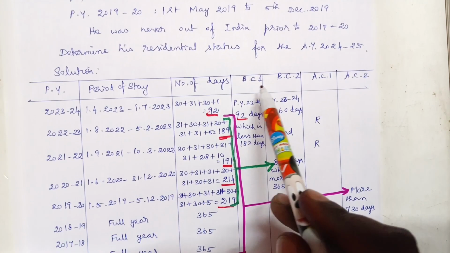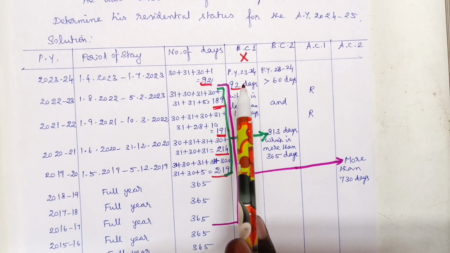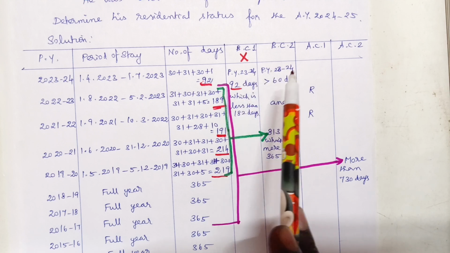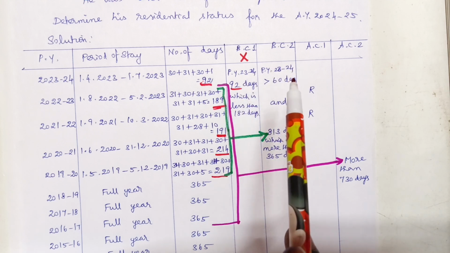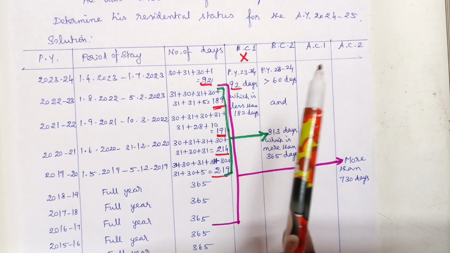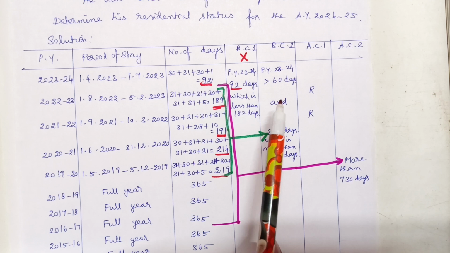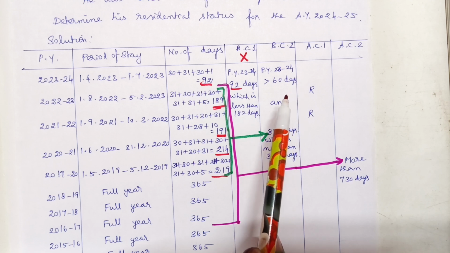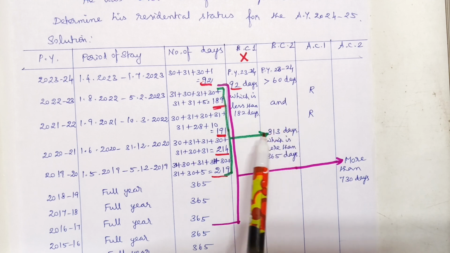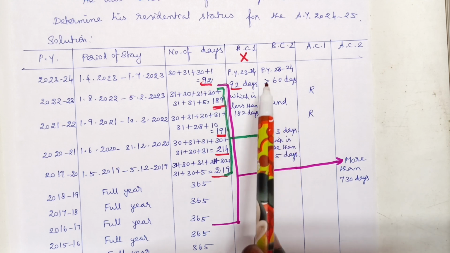So, basic condition 1 is not fulfilled, then basic condition 2 can be checked. Basic condition 2 consists of two parts. During the relevant previous year, 23 to 24, the assessee should be in India for at least 60 days, and during 4 preceding years, he should be in India for at least 365 days. This is the condition given under section 6.